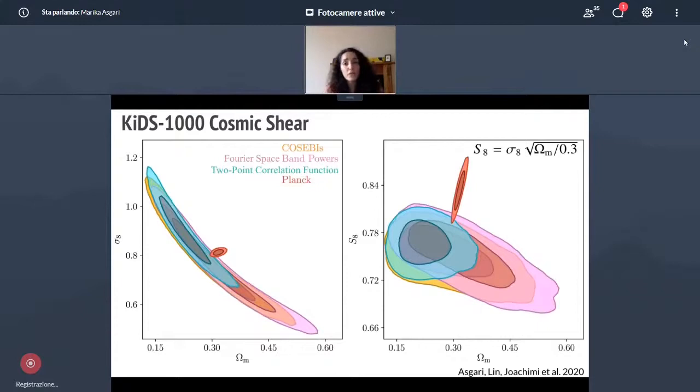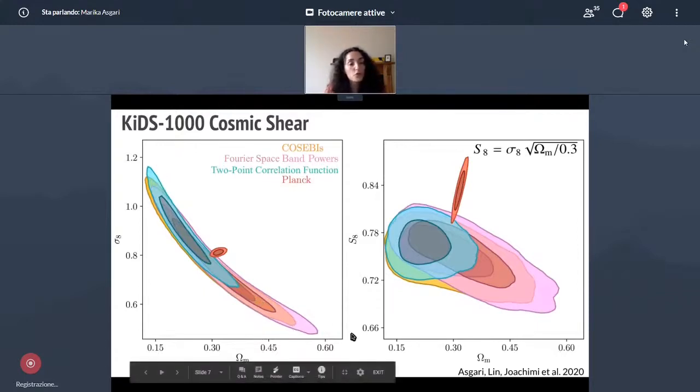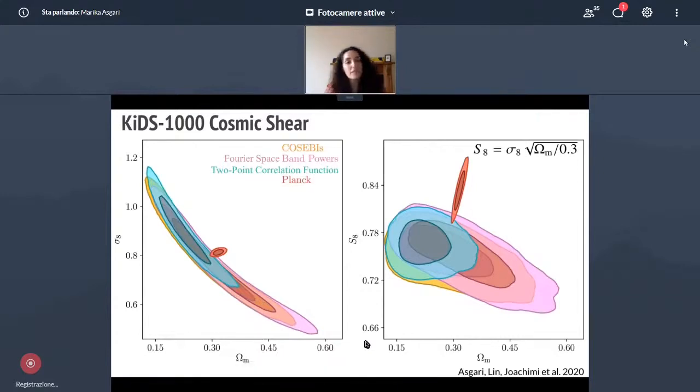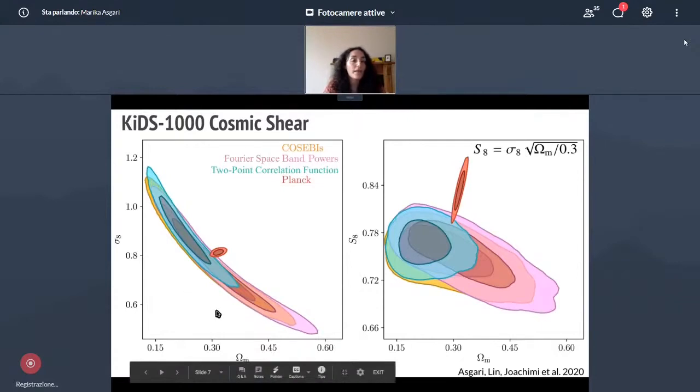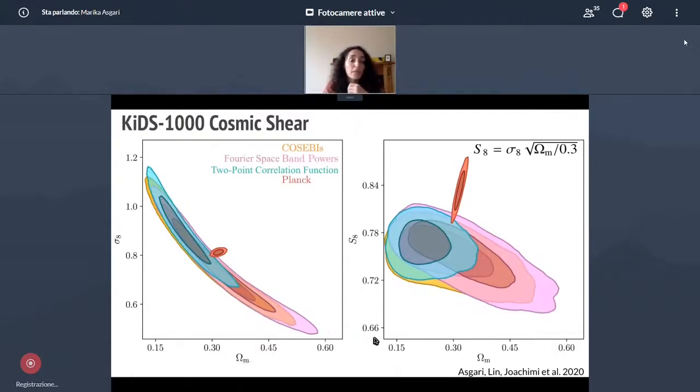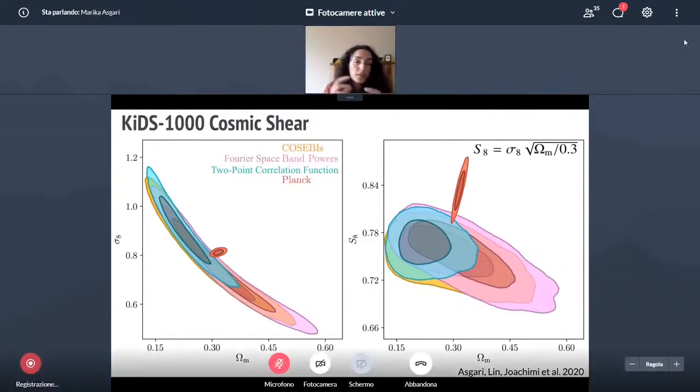The reason we did it with 3 sets of statistics is because these statistics are all sensitive to different physical scales, and each of them has its own characteristics that make them useful to compare with each other. These elongated contours are usually known as the cosmic banana. And the reason for this degeneracy is that with weak lensing alone, we cannot tell between a universe which has a lot of matter, so high omega m, but this matter is not very clustered, so low sigma 8, versus one that is the opposite, so it's a little bit of matter, but it's highly clustered. So you get this degeneracy.